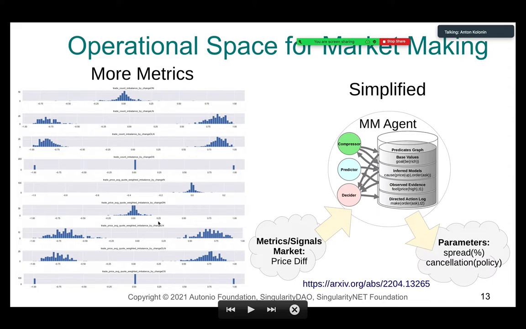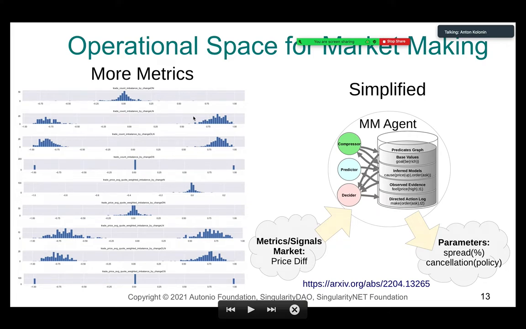Here is an example of what we are doing right now. What we were doing in Autonio is we had a pretty simple market making agent, which was driving just a couple of parameters like spread and order cancellation policy. And it was basing its operation on a single aggregated parameter, the price difference. So the input is just a single price difference, and the output is the spread and the order cancellation. We will see results of how this agent performs a minute later, but we actually can get much more.